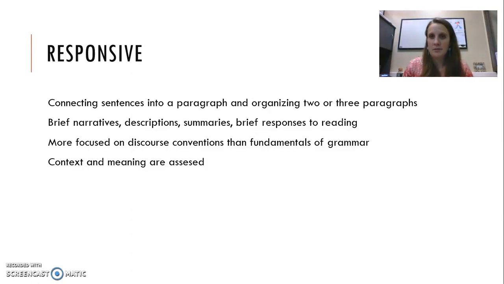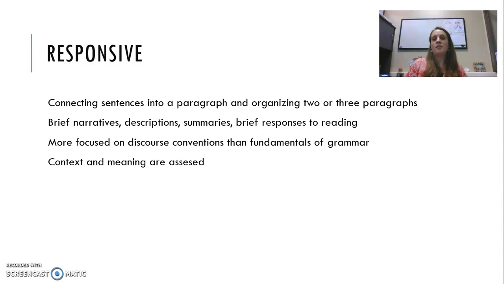And then we come to responsive. And responsive is when we really can get into a specific type of genre and can start writing for writing. Here we can have students connect sentences into a paragraph and organizing even 2 or 3 paragraphs. So intensive is still writing at a sentence level. When we get into paragraph level, independent of what kind of task it is, it's going to be responsive.